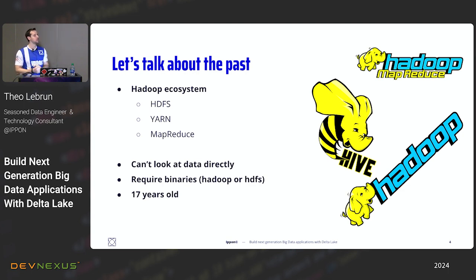But there were a few issues with Hadoop. For example, you cannot really look at the data directly. You have to use binaries like the Hadoop CLI or HDFS. And same thing if you want to create folders or navigate through those folders, it's not that easy. So once again, it was amazing back in the day. Now I would say it's a bit old. It's been around for 17 years, so you can tell we kind of need something new.